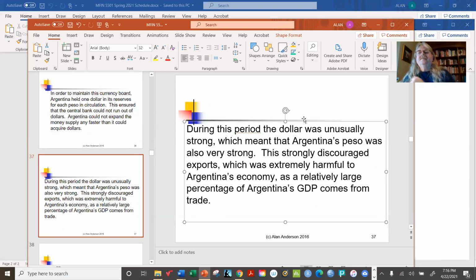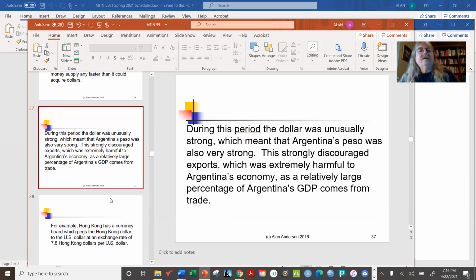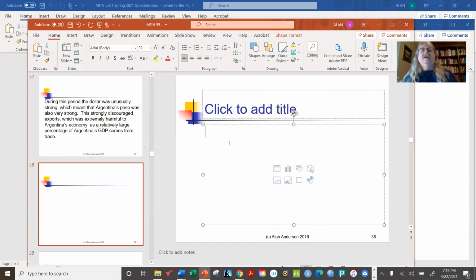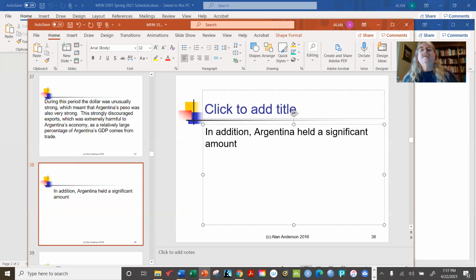by the strength of the peso. And then on top of that, in addition, Argentina held a significant amount, well, not held, owed a significant amount of foreign debt, much of which was denominated in dollars.